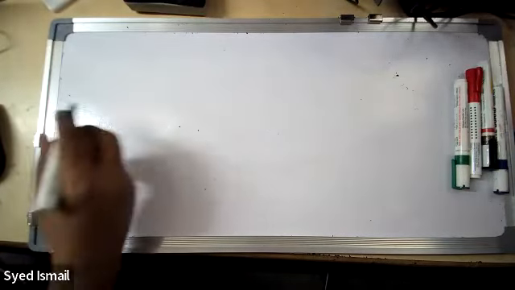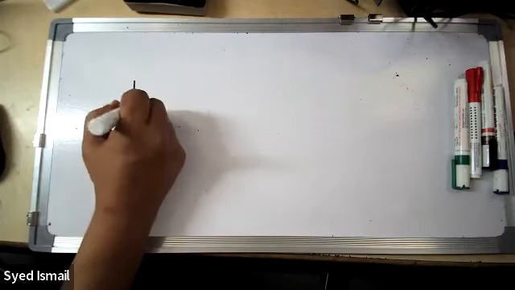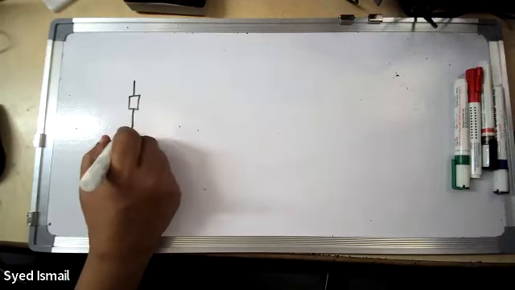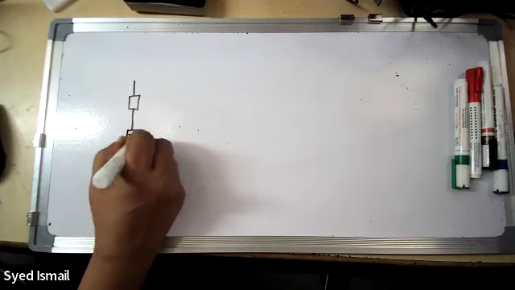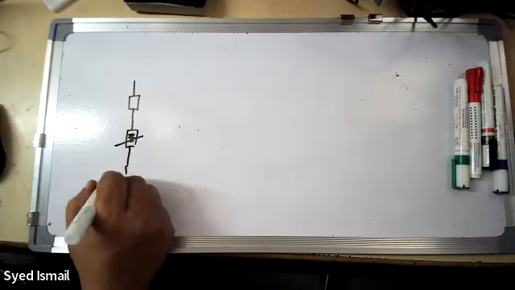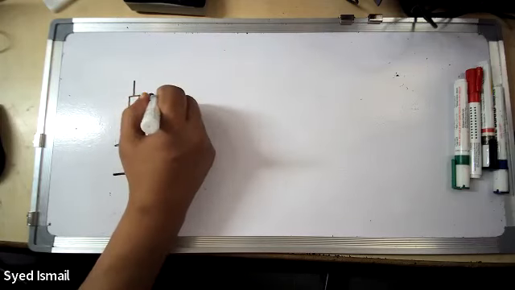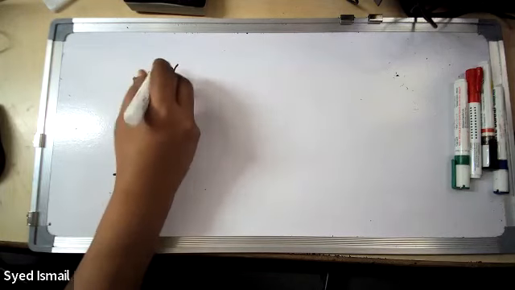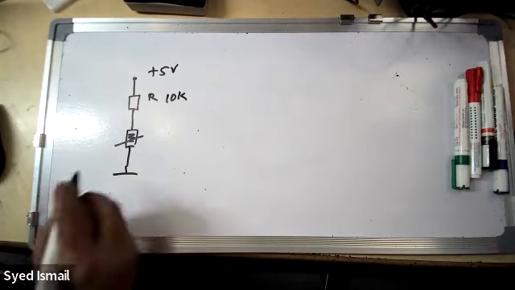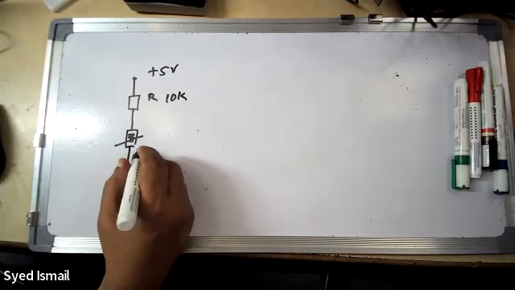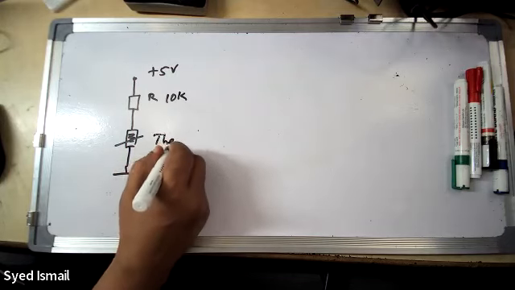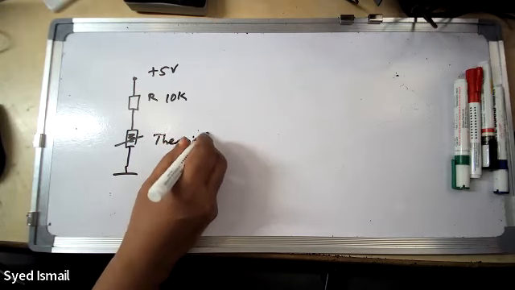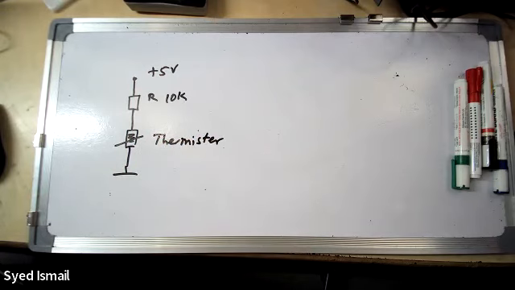Analog, an example we see. For example, I'll put a small resistor, let us say something like 10K. And let us say this is 5 volts. And this I put another resistor, or what you call a thermistor. A thermistor is a temperature sensor.